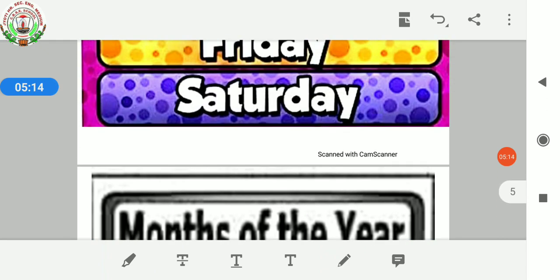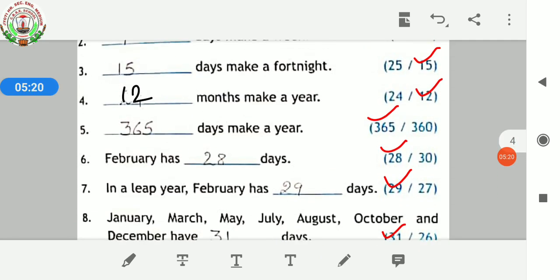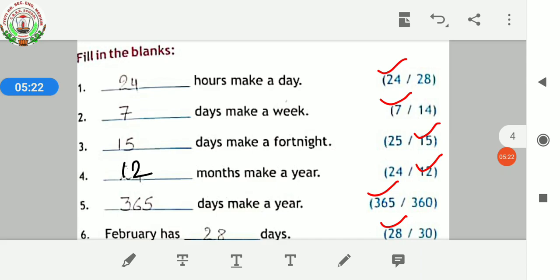So now we are going to fill up those missing blanks. Okay, so in each and every question there are two options, so you have to choose only one option and write it down in the proper place. So the first one is, dash hours make a day. In the bracket it is written 24 and 28, and we know that 24 hours make a day. So you have to take 24 and write 24 over here.